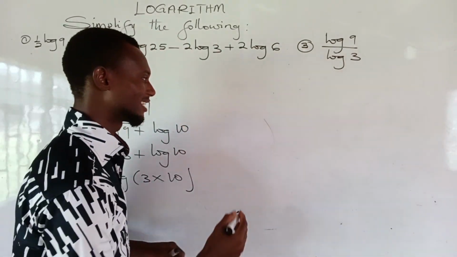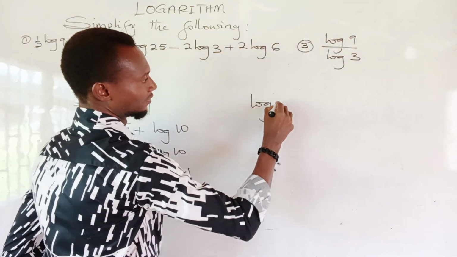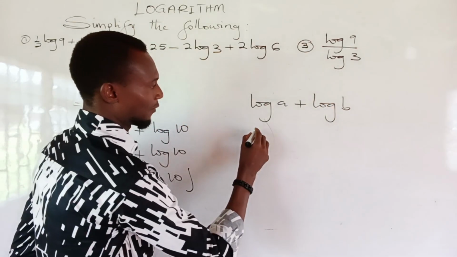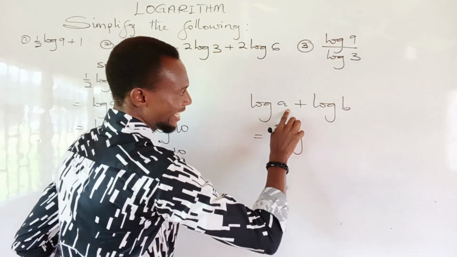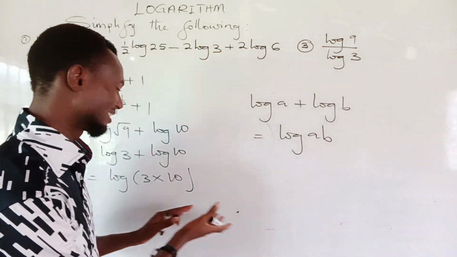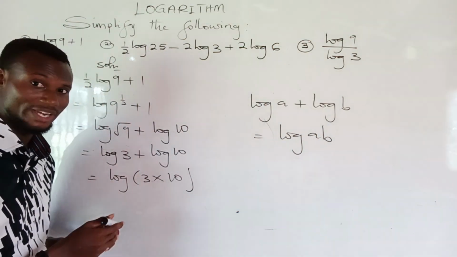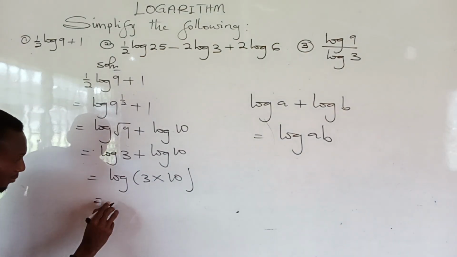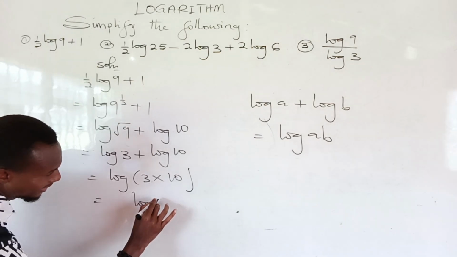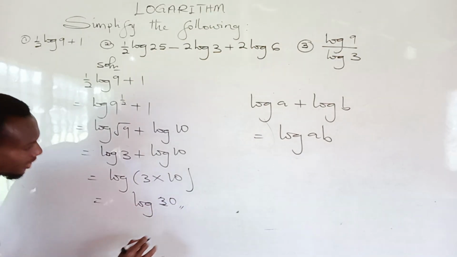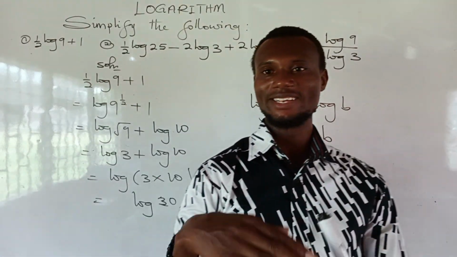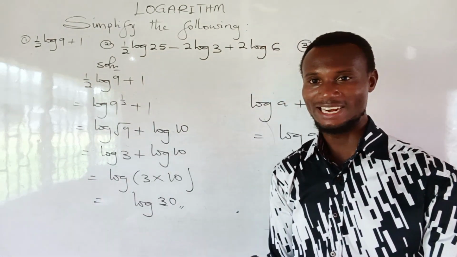The product rule says that if I have log A plus log B, I can write it as log A times B. So it's going to be log AB. So that's the rule that we just applied to simplify this one. Are you okay with it? So let's go ahead and simplify further. So log 3 times 10 is 30. So I'm going to have log 30, and that is my final answer. I hope the explanation is clear enough and you understand as well.